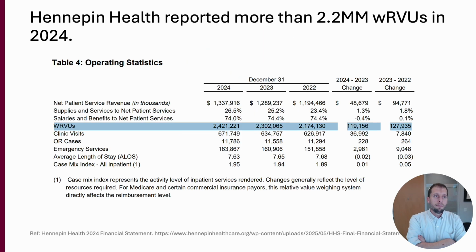So this is from Hennepin Health, the financial statement from 2024. So they released in early 2025 their statement for the previous year. And we see that right in one of their early tables, table 4, towards the front of the report, they're reporting the work RVUs performed by their PAs, NPs, and physicians. So this is a big number that hospital and health system management is tracking.